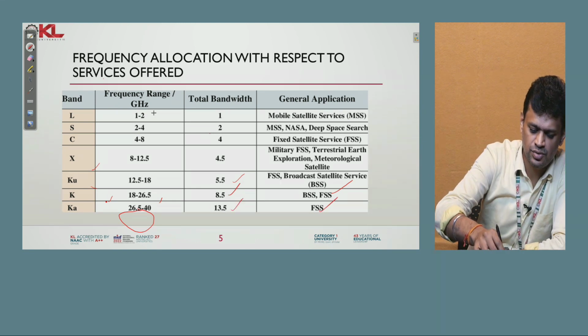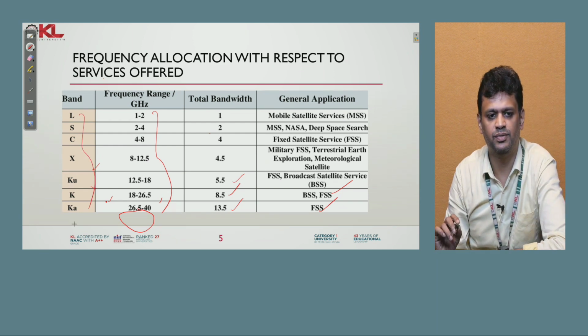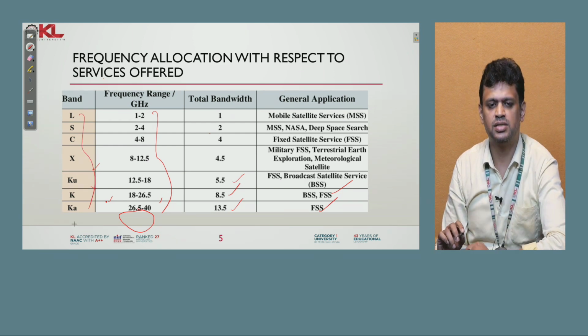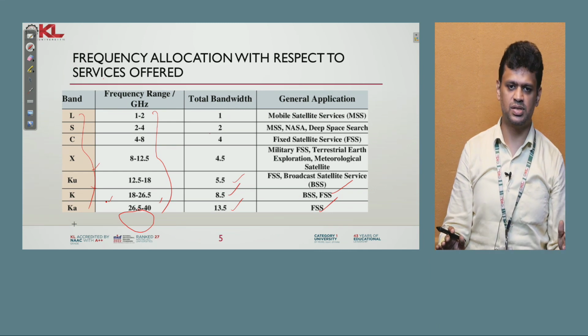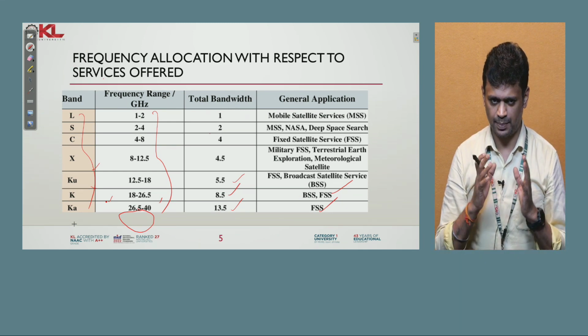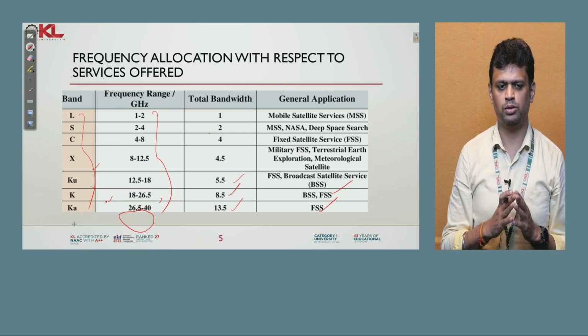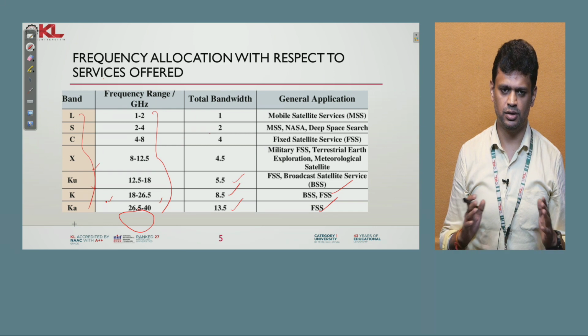So these are the frequency ranges, and these are the L band, S band, C band that we have studied. So in this session we studied the frequency allocation, the applications of satellite, which application is using which satellite services, the bandwidth, all those things we have studied in today's session.